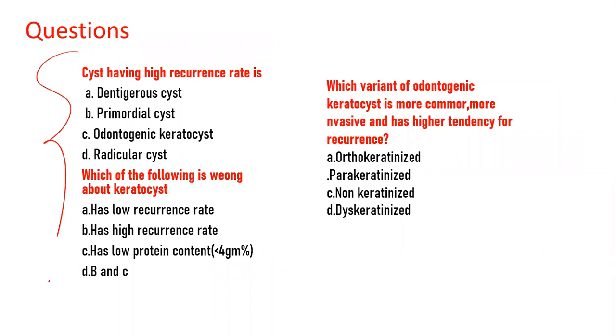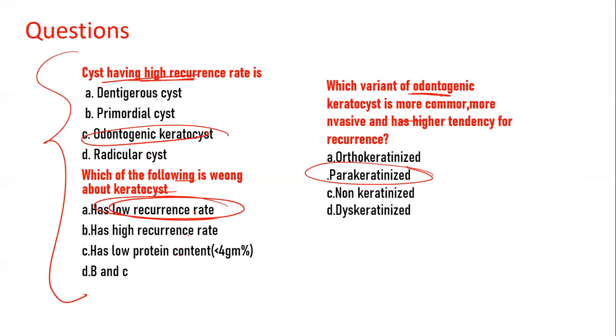And let's just solve some questions before I end the video. Among dentigerous, primordial, OKC and radicular cysts, the cyst having a high rate of recurrence is the odontogenic keratocyst. Which variant of it is more recurrent and more invasive? It is the parakeratinized variant. And which of the following is wrong about it: low recurrence rate, high recurrence rate, or a low protein content? So the answer is low recurrence rate. Why? Because this question is twisted, right? It does have a high recurrence rate and it does have a low protein content of less than 4 gram per 100 ml. That's why the correct option is this.